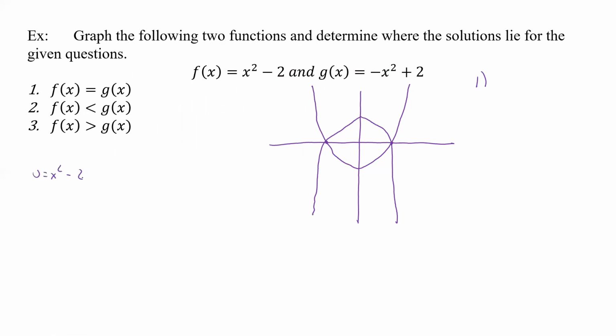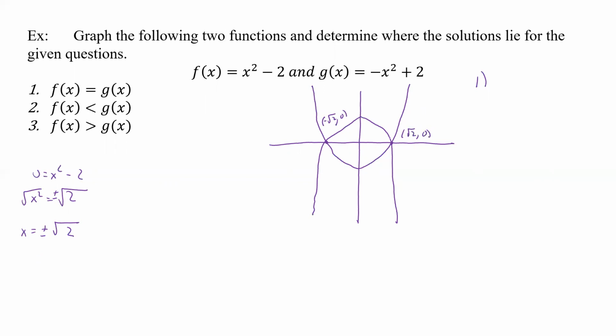So x squared minus 2 equals 0. So x squared equals 2. Now we take the square root of both sides, but when we take the square root of that number, it's going to be plus or minus. So x is going to be plus or minus the square root of 2. So on this one, the point is going to be negative square root of 2 comma 0. And on this one, it's going to be positive square root of 2 comma 0.